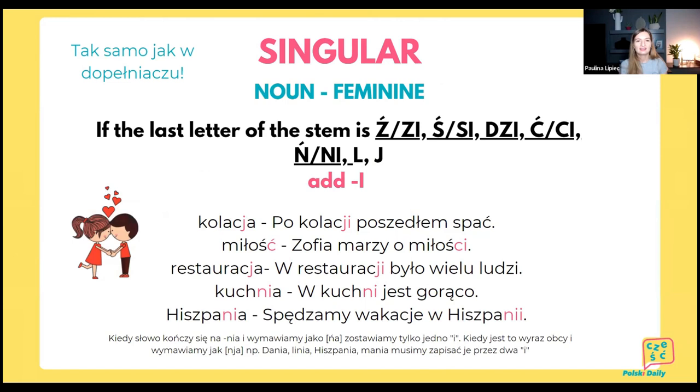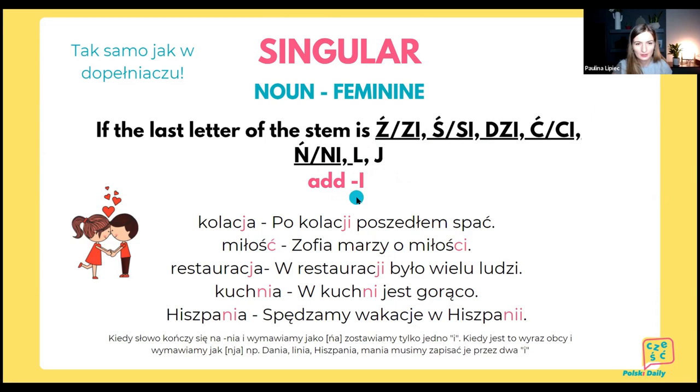Okay, and I think this is the last rule for today, the last rule for locative nouns. Again, it's the same as in genitive. When you have soft consonants at the end of your stem in feminine nouns, you have to add E. So we have letters Z, X, G, C, Ni, L, and J. L and J are somehow functionally soft. We consider them also kind of soft. And there's an extra rule here, because sometimes we will add E.